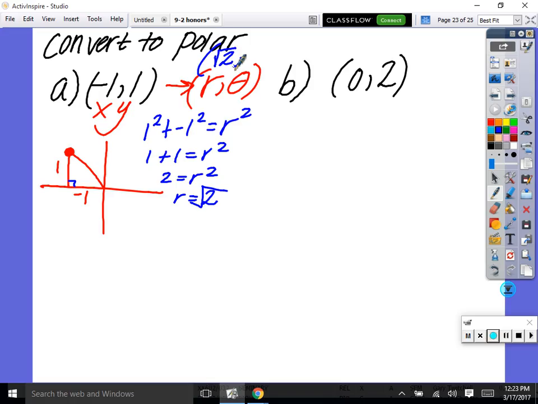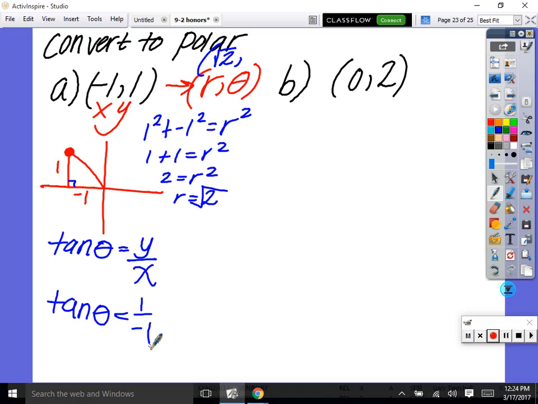Now, we also know that tangent of theta is our y value divided by our x value. So we'd say tangent of theta equals our y value, which is 1, divided by negative 1. When does tangent of theta equal negative 1?